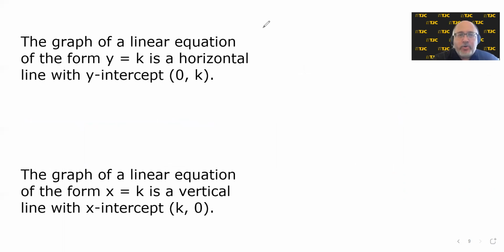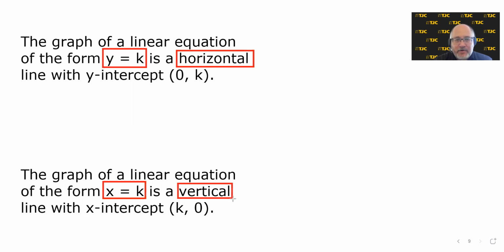All right, so, well, I kind of gave this away, but it's here, so we'll go ahead and talk about it. The graph of a linear equation of the form y equals k is a horizontal line with y-intercept (0, k). Didn't mean to let this cat out of the bag yet. I was going to do a discovery path into it, but let's just go ahead and say it because it's here. If your equation is of the form y equals k, then it is a horizontal line. And if it's x equals k, k is a constant, then it's a vertical line.